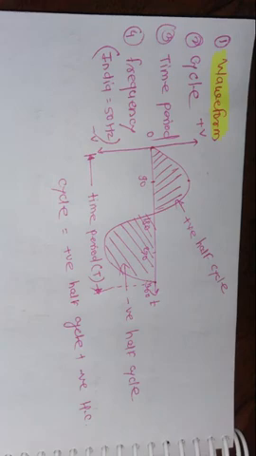Now the fourth important parameter of an alternating quantity is frequency. Now frequency we can define as the number of cycles completed by an alternating quantity in 1 second.